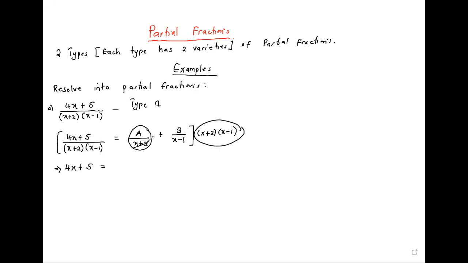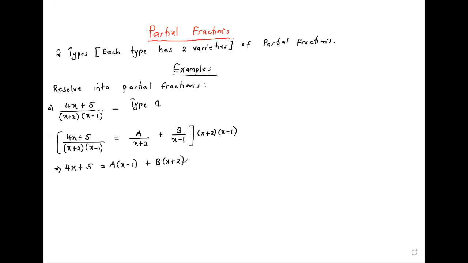x plus 2 will take away x plus 2. So we'll remain with a multiplied by x minus 1, plus multiply this one times this one. We'll have x minus 1 take away x minus 1, and then we'll remain with x plus 2. So we'll have b times x plus 2. Moving from here, we have two options.